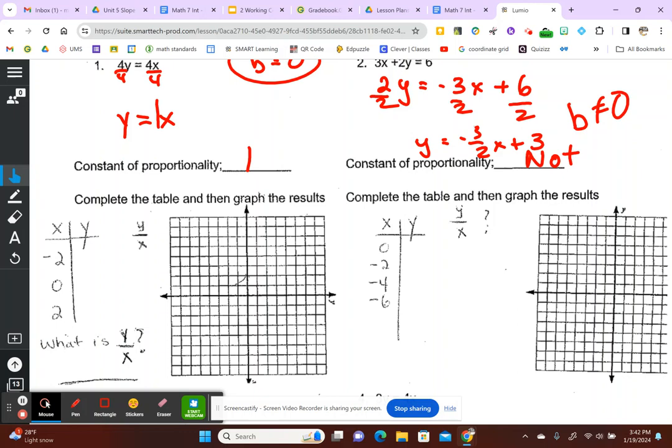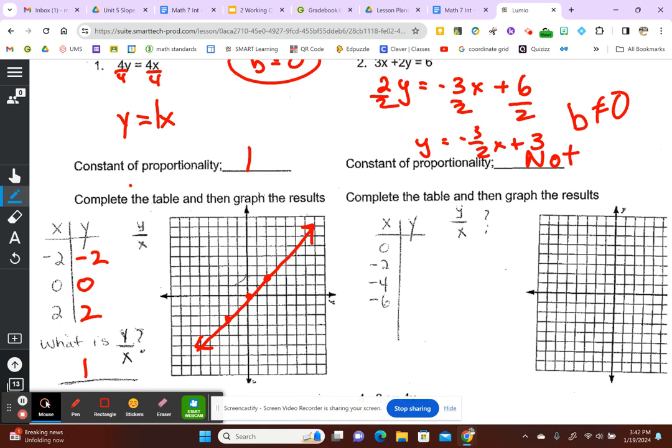Now it wants me to make a table of this and graph the results. So for this first one, if y equals x, then if x is negative 2, y is negative 2, 0, and 2. And y over x would be 1, which is what I already knew. So now I'm going to graph this. I'm going to graph negative 2, negative 2, 0, 0, 2, 2. And it's a straight line through the origin, which is what I expect when I know it's a proportional relationship.